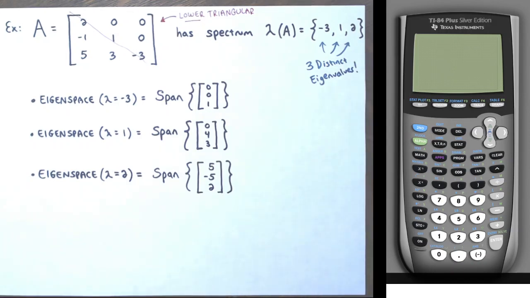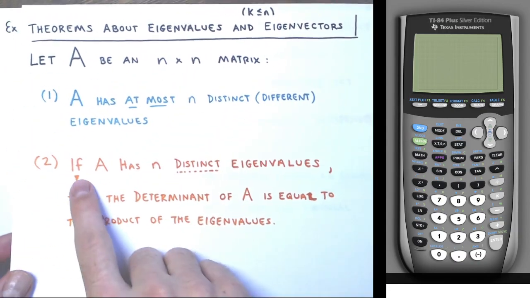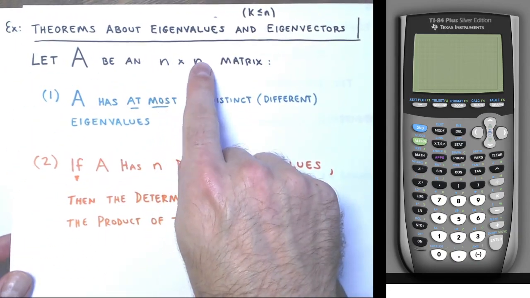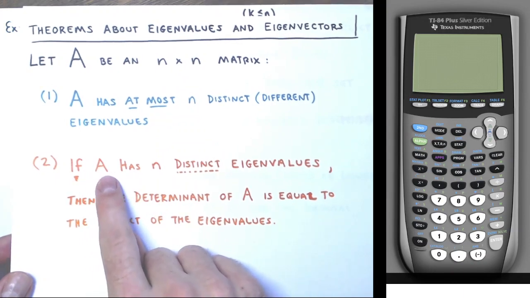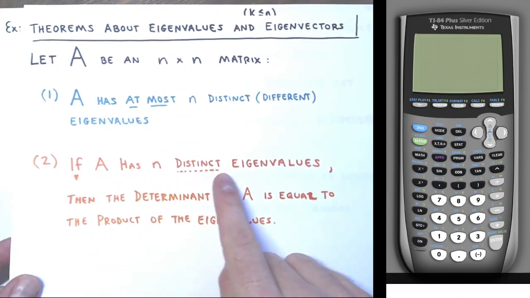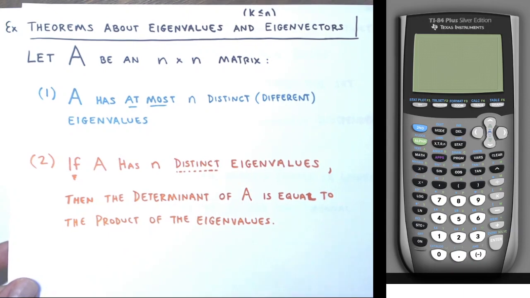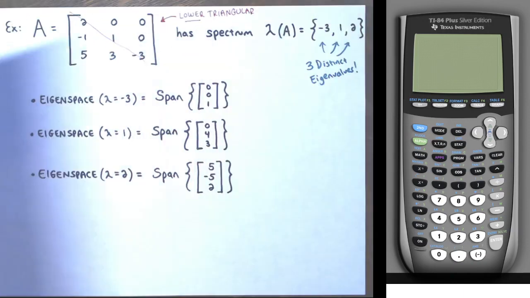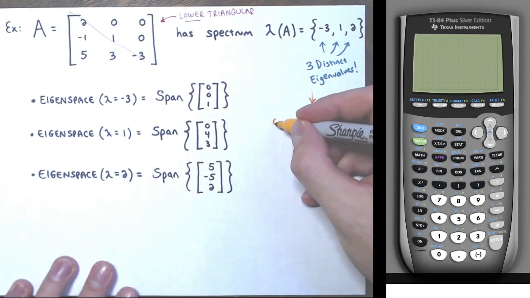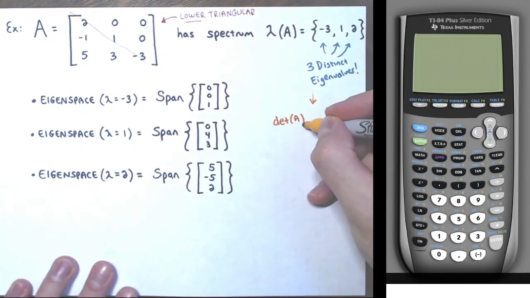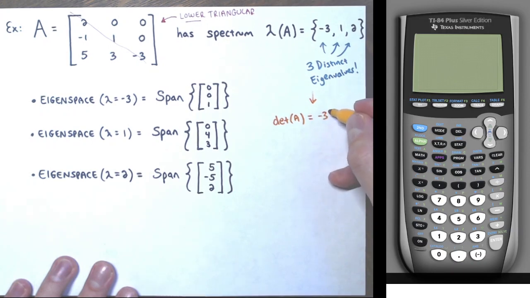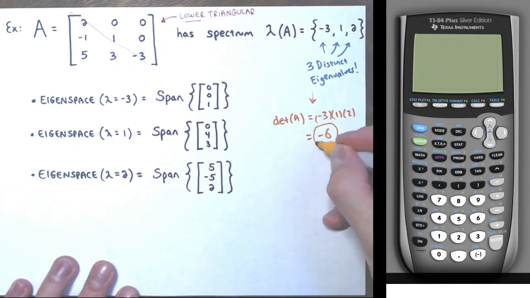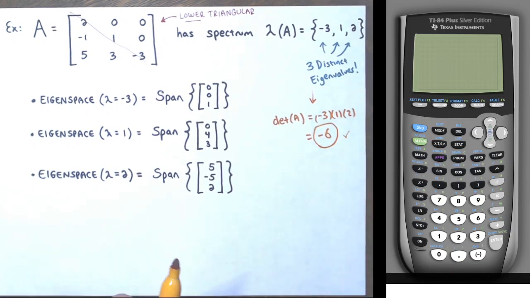So now statement 2 is applying again. If the matrix has n, in this case 3 by 3, so 3 different eigenvalues, then the determinant of A is equal to the product of the eigenvalues. So the determinant of this matrix should be -3 times 1 times 2, or -6. And that is true in this case.